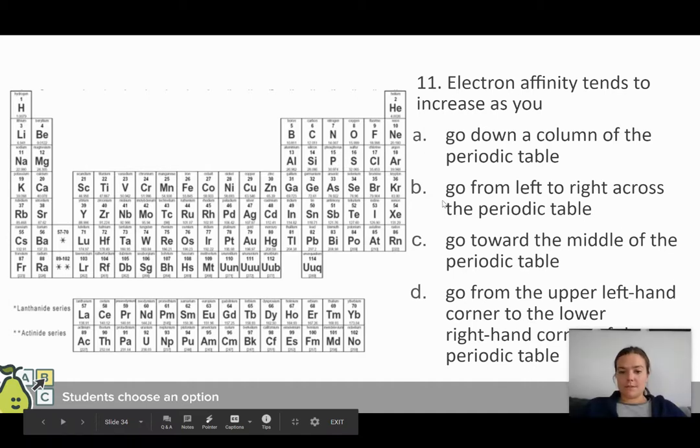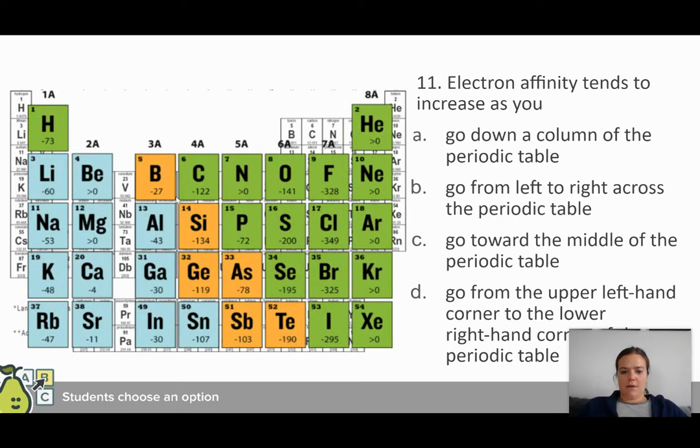So the only one of those that makes sense is B. Right? So as you go from left to right, it's not going down the column. We see that that's actually the opposite. We haven't talked about going towards the middle at all. That's kind of crazy. And going from the left-hand corner to the right-hand corner, there's not really an easy trend to follow there.